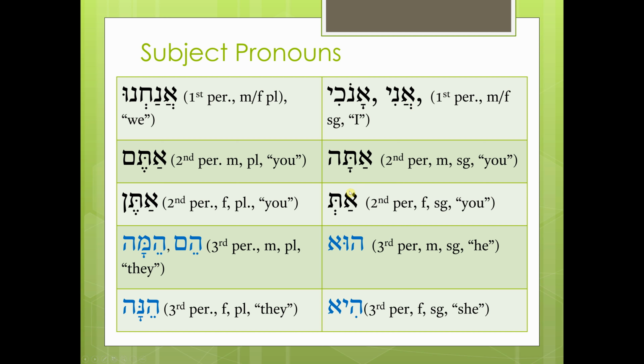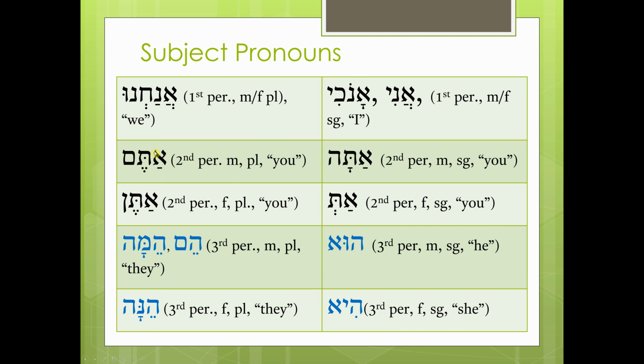Second person feminine singular, at, right? The shva is silent. That can sometimes be a little bit confusing, but the shva is silent, and it is at, so that's how you say it. That's second person feminine singular, you, referring to a singular feminine subject. So, for instance, if you were talking to a woman named Sarah, you would use at to refer to you. Now, if you were working with a group of females, you would refer to them presumably as aten, second feminine plural.